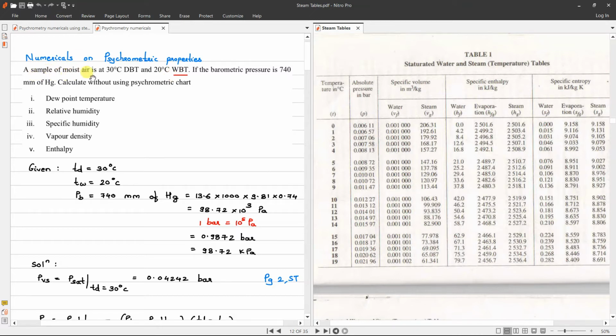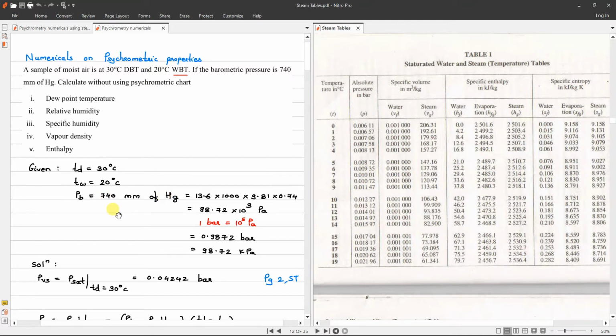A sample of moist air is at 30 degrees Celsius dry bulb temperature, so TD is equal to 30 degrees Celsius, and 20 degrees Celsius WBT, TW is equal to 20 degrees Celsius. If the barometric pressure is 740 millimeter of Hg, so here you can see I have written barometric pressure PB equal to 740 millimeter of Hg.